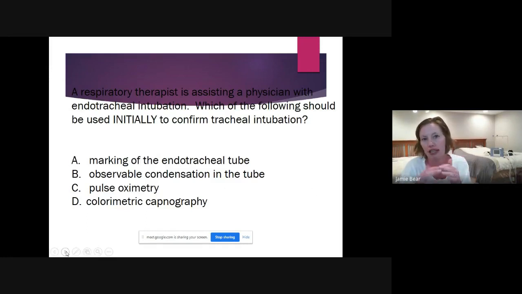Do you guys see how they can use complicated terms to throw you off, thinking, oh my goodness, what is that? But it's just your easy cap.